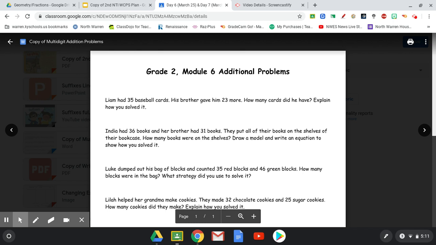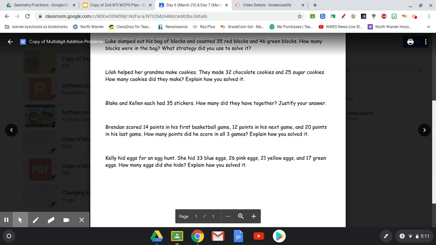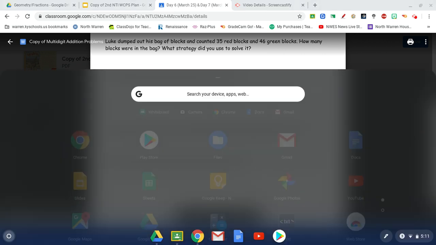All right, guys, this is part 2 of multi-digit addition problems, and we are going to be working on these last 3 problems, okay? So Blake and Kellen each had 35 stickers. How many did they have together? Justify your answer, okay? So Blake and Kellen both have 35 stickers, so what 2 numbers am I adding together? If Blake has 35 and Kellen has 35, my equation is 35 plus 35.